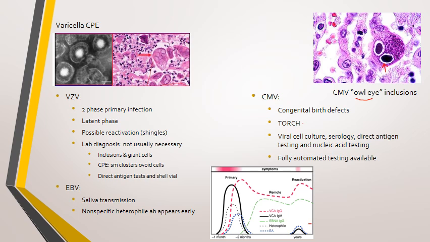Usually you don't need to have a lab diagnosis. They can diagnose this with clinical symptoms. Doctors know what it looks like. However, cell culture can be done, and what you'll see on the CPE are inclusions as well as giant cells. Of course, that doesn't differentiate it from other herpes viruses, in particular herpes simplex.